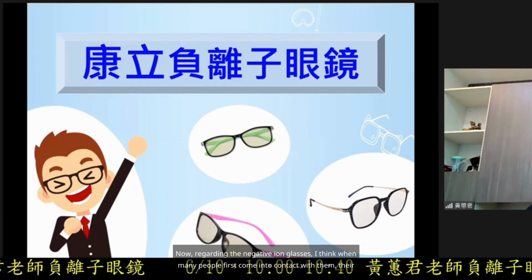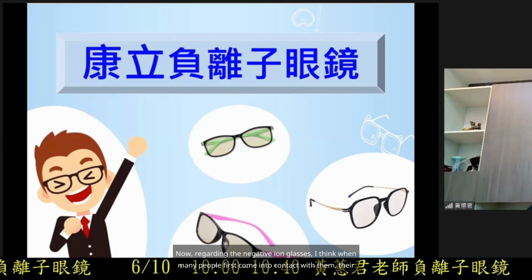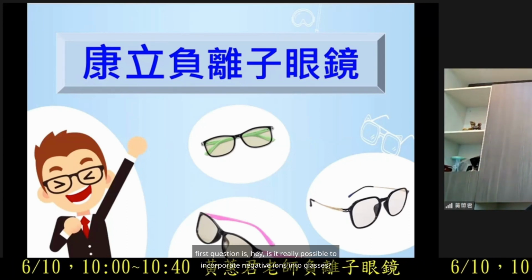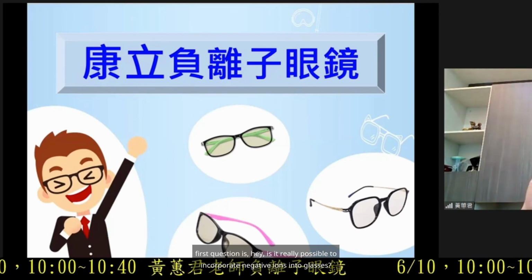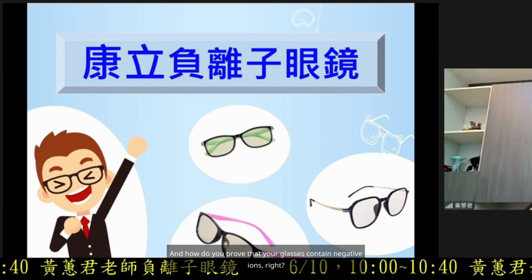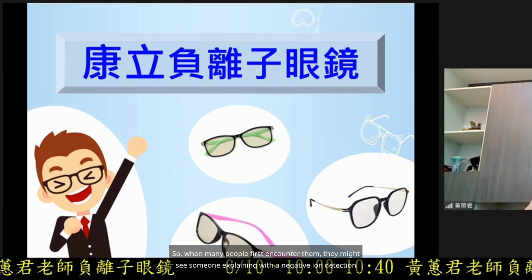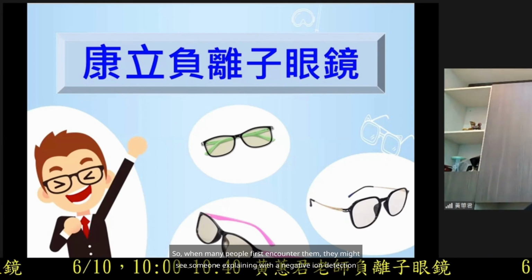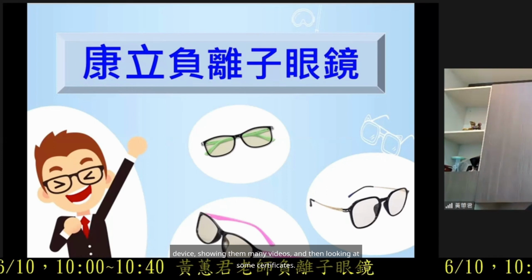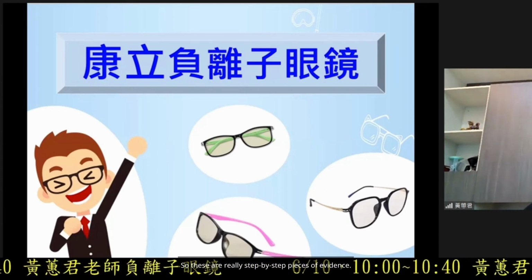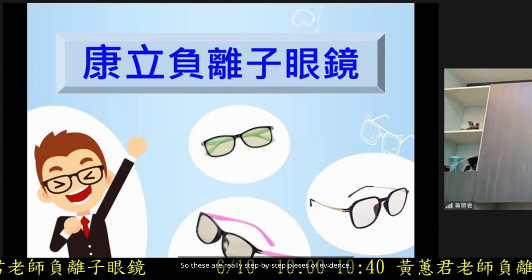Now, regarding the negative ion glasses, I think when many people first come into contact with them, their first question is, hey, is it really possible to incorporate negative ions into glasses? And how do you prove that your glasses contain negative ions, right? So, when many people first encounter them, they might see someone explaining with a negative ion detection device, showing them many videos, and then looking at some certificates. So, these are really step by step pieces of evidence.